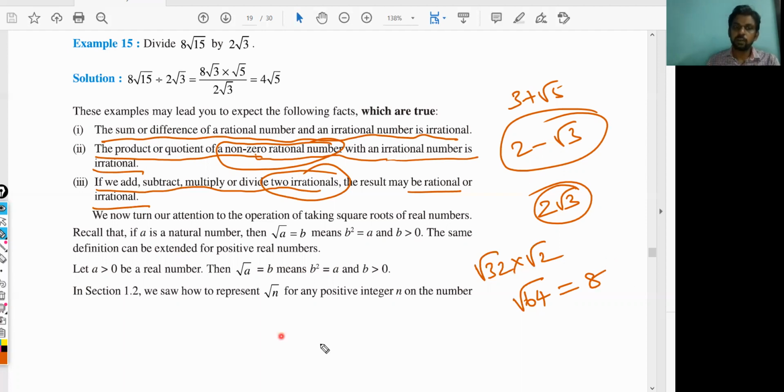For another example, root 2 multiplied by root 3 is root 6. I cannot take it as a rational number. So the result can be either irrational or rational.